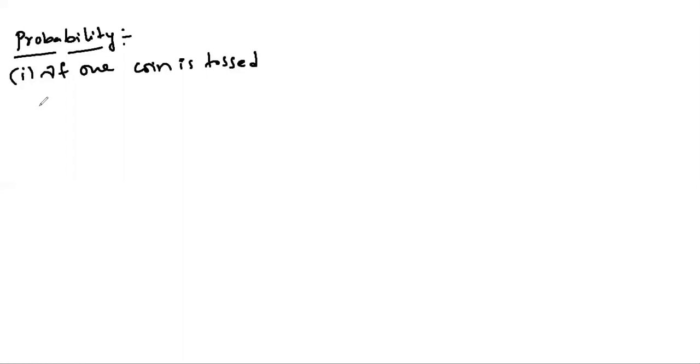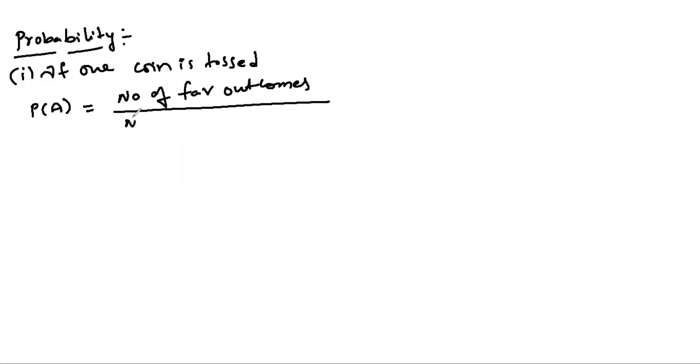So let P of A, the probability of A, be equal to the number of favorable outcomes divided by the total number of possible outcomes.